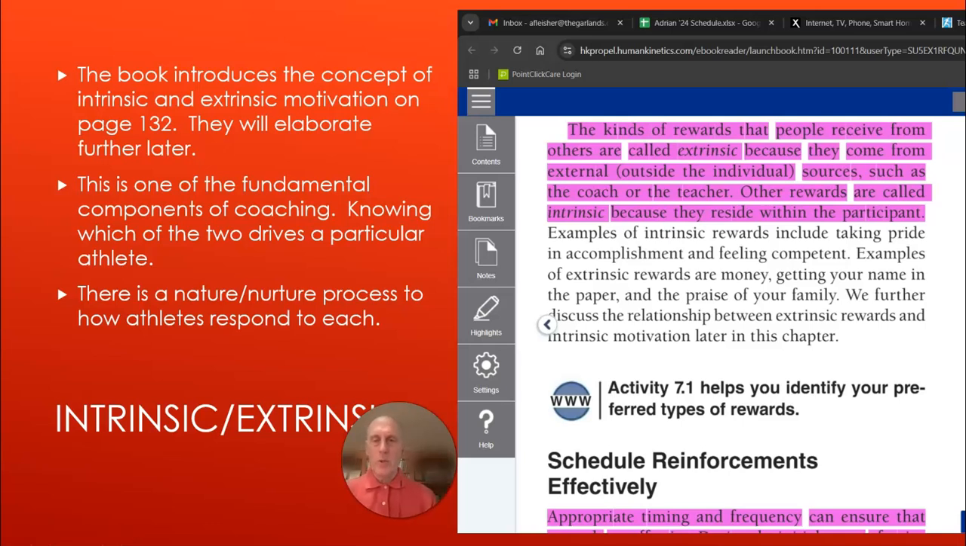Our goal as a coach is to understand what type of driver you have from the athlete in front of you. Is it more intrinsic or extrinsic? Like some of the motivators we just saw in the previous slide, those are more extrinsic type of motivators. And there is a bit of a nature-nurture process with this. You have some athletes who are just naturally wired to be intrinsically motivated. They want to do better. They want to better themselves. And that's just how they've been made. That's kind of the nature side of it.